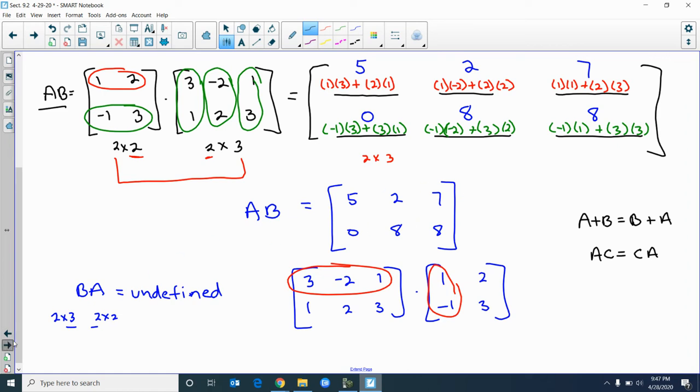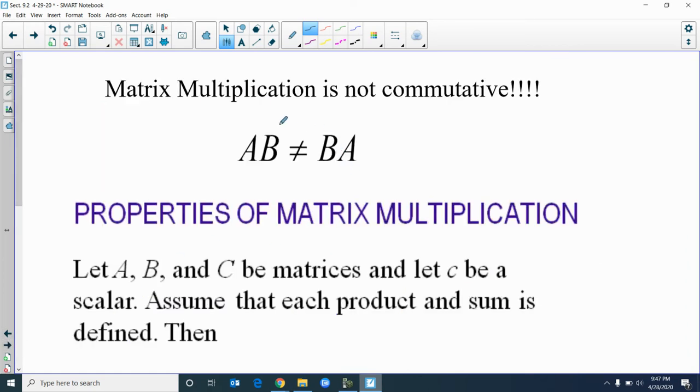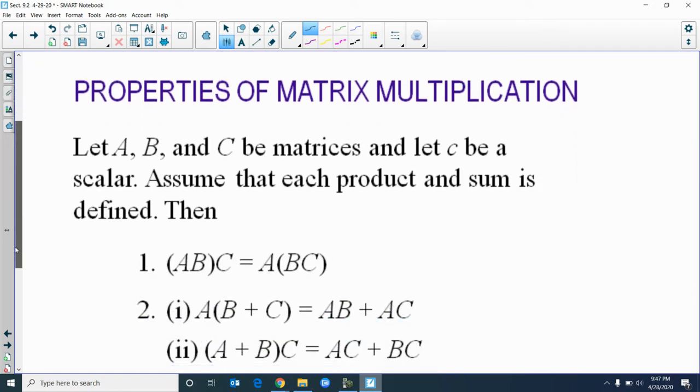So that leads us to the case that matrix multiplication is not commutative. Okay, matrix multiplication is not commutative. Okay, A times B does not equal B times A. In some instances it can, but it does not have to. Okay, so that's kind of a huge point for matrix multiplication. Cannot assume that at all.